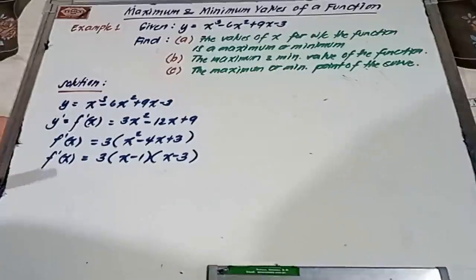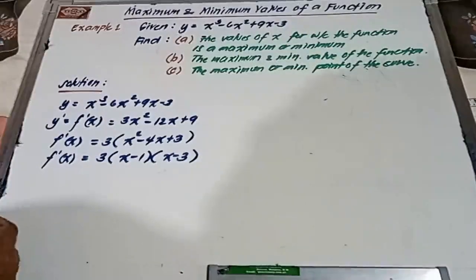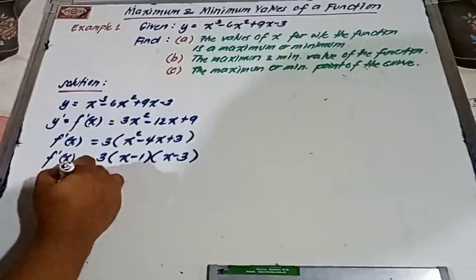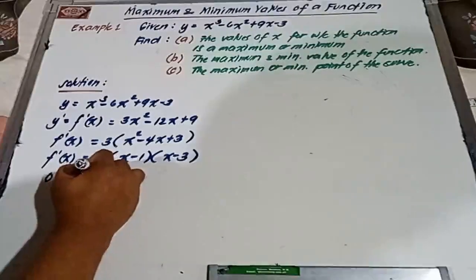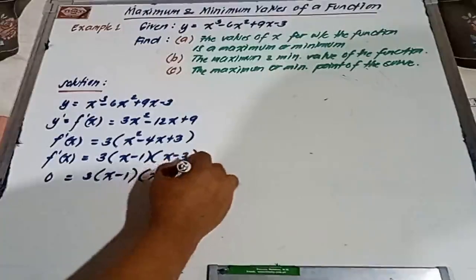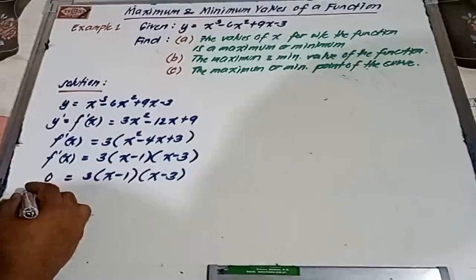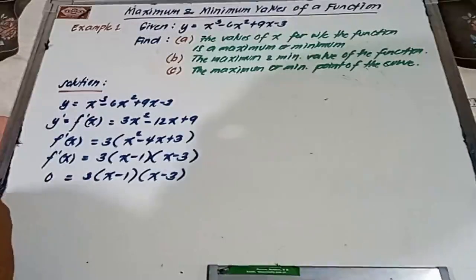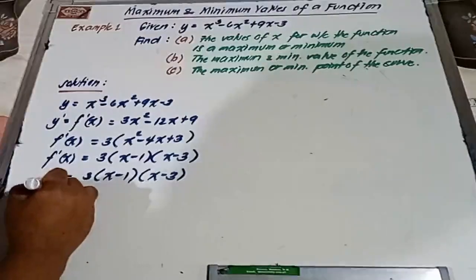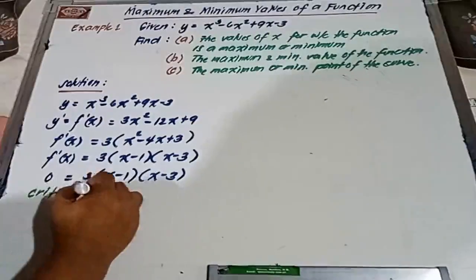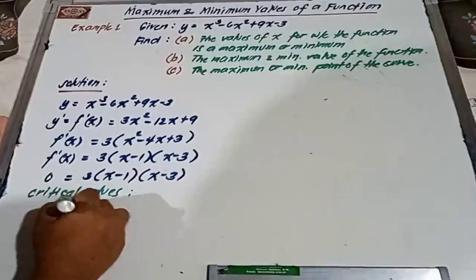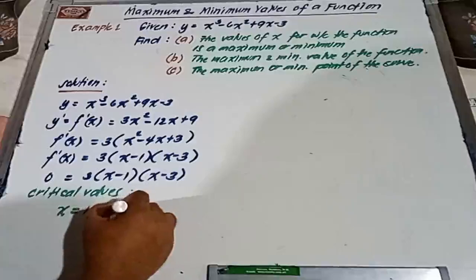Now, paano natin makukuha ang critical values? Equate natin sa 0. So, equating to 0, we have 3 times x minus 1, x minus 3 equals 0. Therefore, the critical values are x equals 1 and x equals 3.